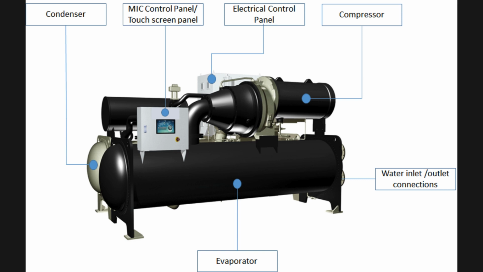Chiller components. Q. What is a chiller? A. A chiller is a machine that uses the refrigeration cycle to remove heat from a fluid and transfer it to another fluid. Chillers are used in a variety of applications, including air conditioning, industrial cooling, and food processing.